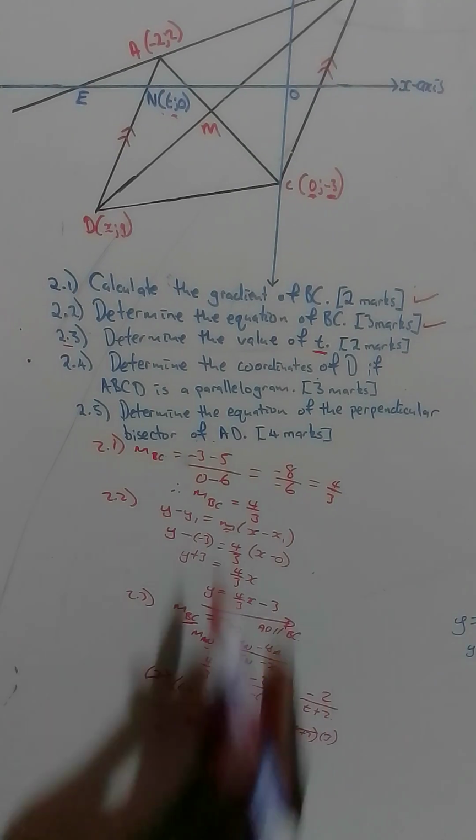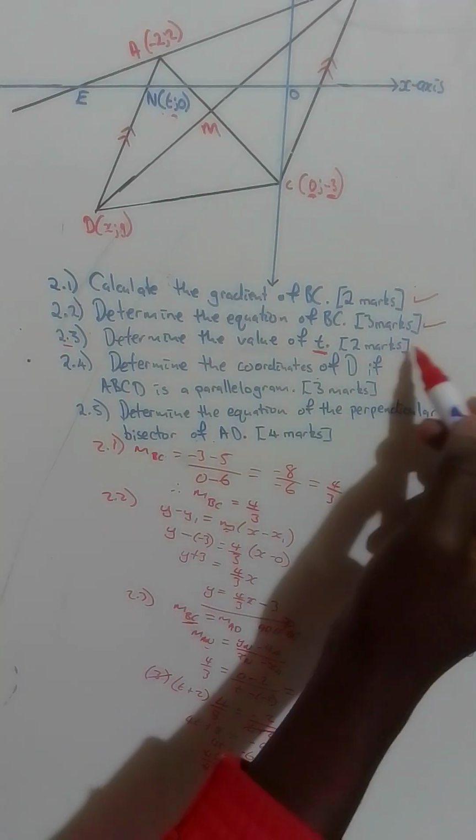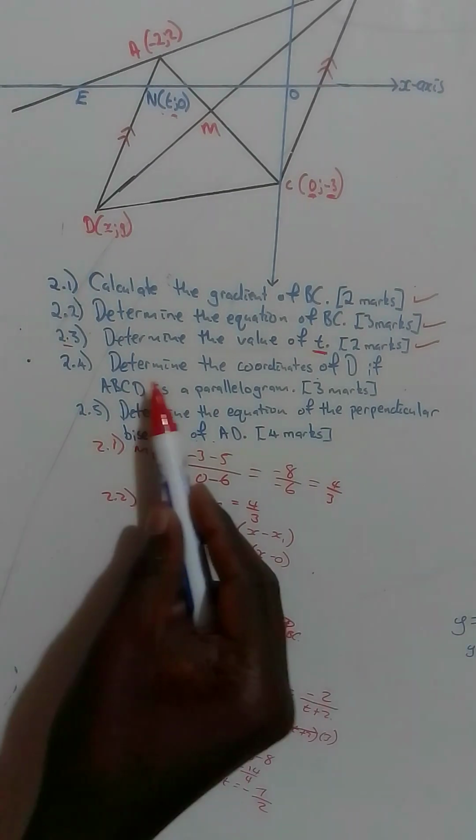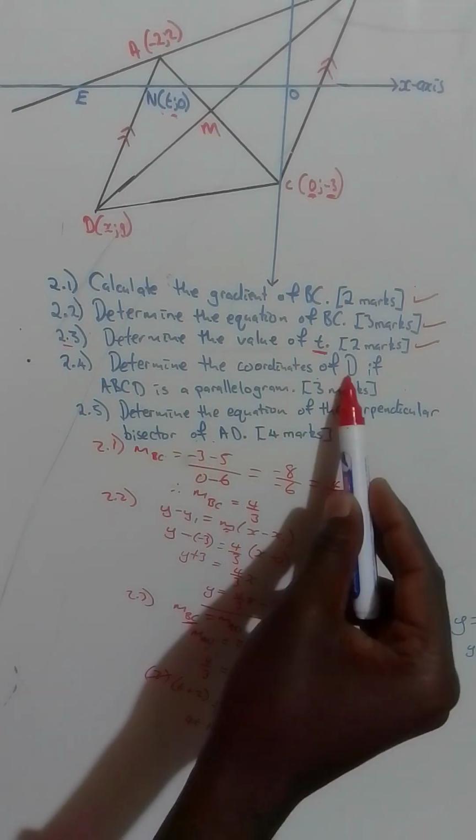How many marks were contained here for determining the value of T? 2 marks, 2 free marks. Now let's go to 2.4. Now they say determine the coordinates of D.